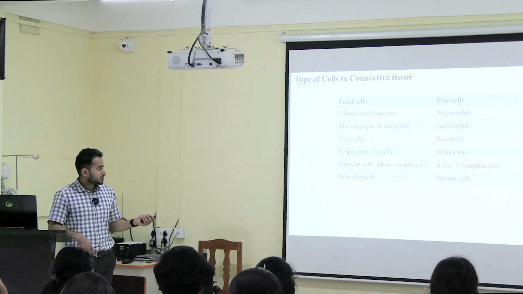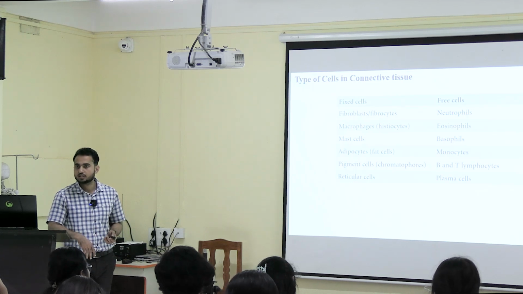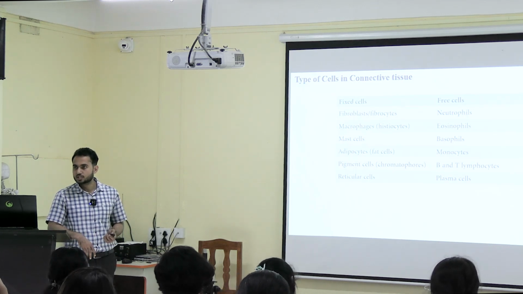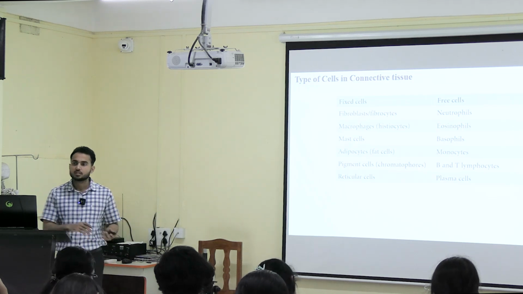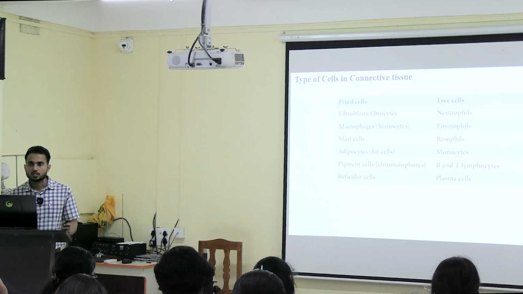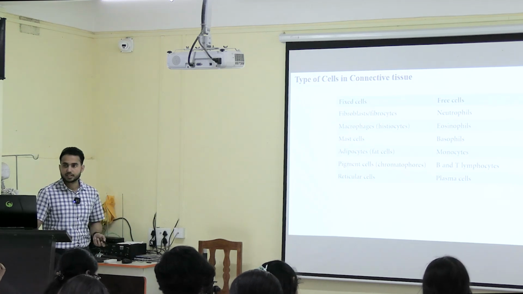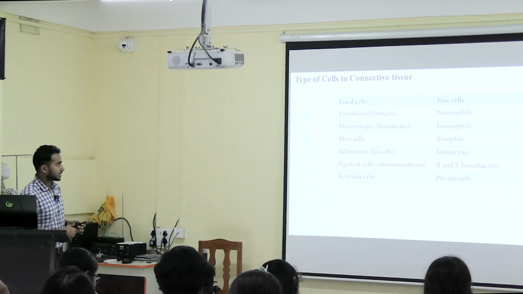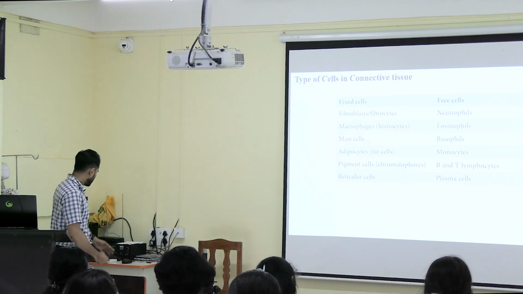Next, pigment cells are there, also called chromatophores. They are more in the skin, then the iris of the eyeball, and then reticular cells which are present in reticular connective tissue. So, these are the different types of fixed cells which are present in the connective tissue. Now let me show you a diagram of the different types of cells which are present in the connective tissue.